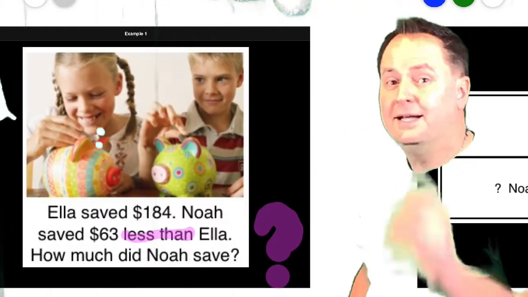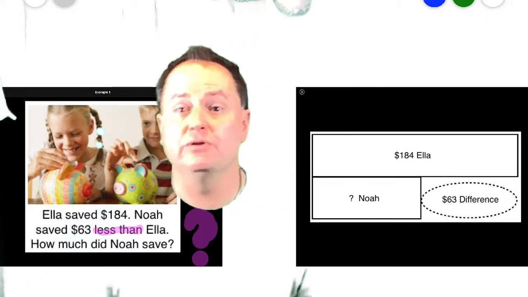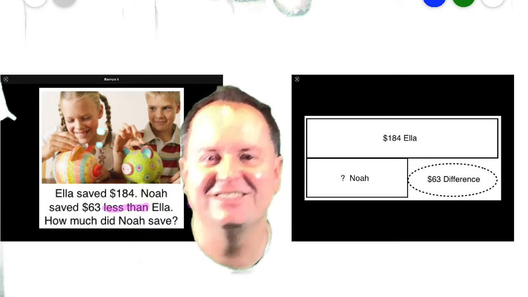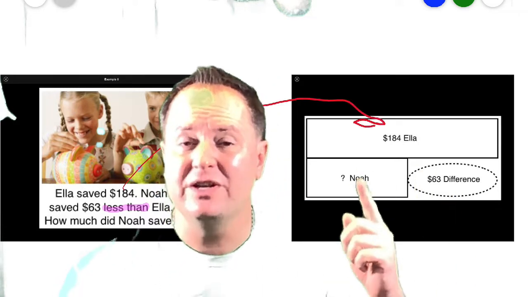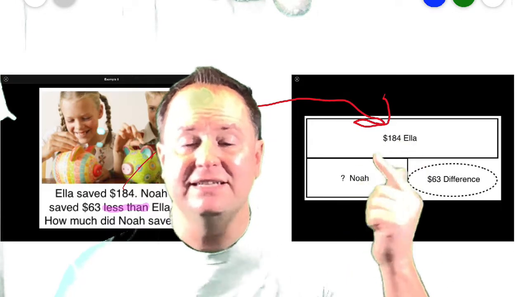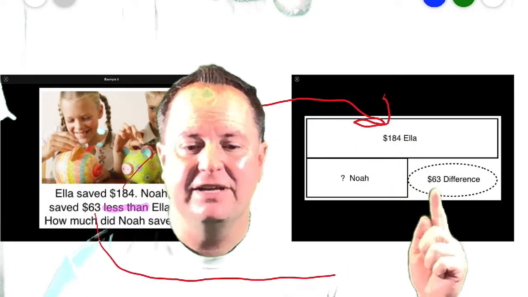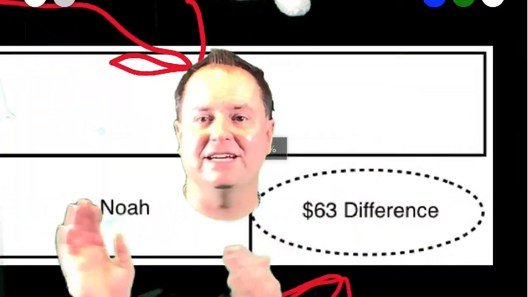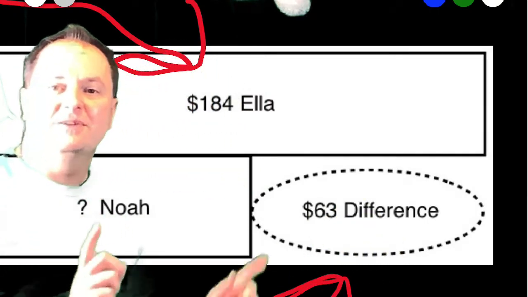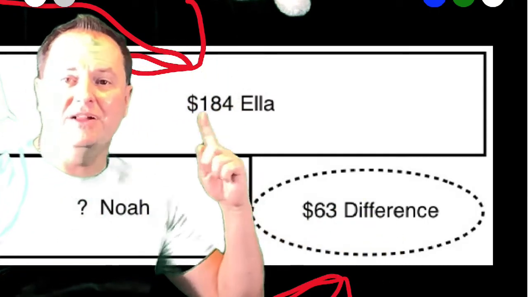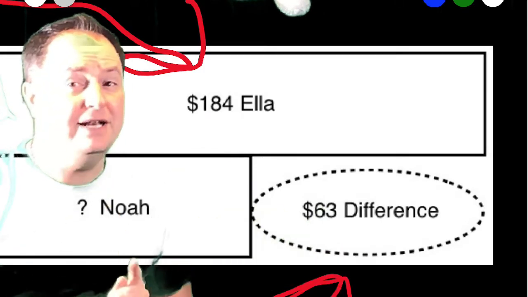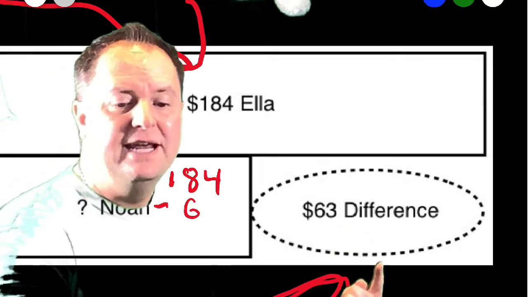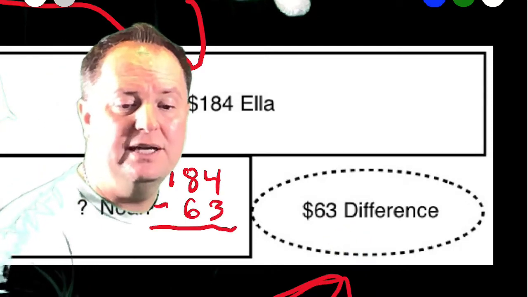All right, how did you do? So, if you drew this correctly, yours should look very similar to this one here. All right, so you've got the difference because we didn't know what Noah did. We knew that Ella saved $184 and he saved 63 less. So we know that this section plus this section equals $184. So what you should have done, and I'm hoping most of you did, is take that 184 and subtract the difference, and that's going to tell you how much Noah saved.